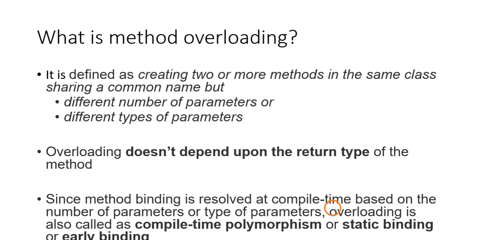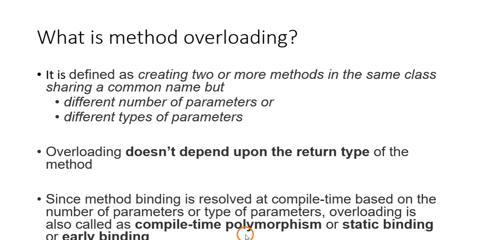Whenever you give the javac command, the program is compiled. That is called compile time. Whenever you give the java command for running the program, that is called runtime or execution time. Whenever you compile the program, the compiler replaces the method call with the actual method definition. That's why method overloading is also called compile time polymorphism, or static binding, or early binding. All these refer to the same thing.